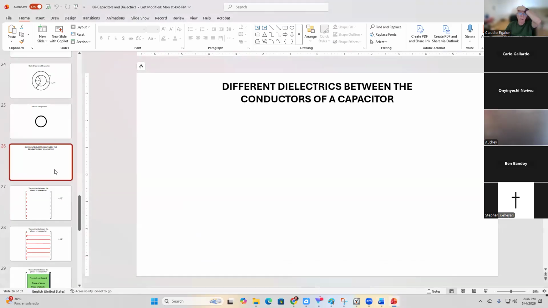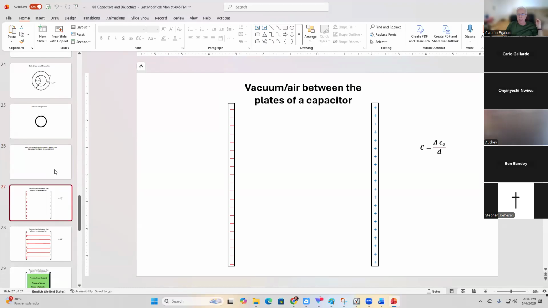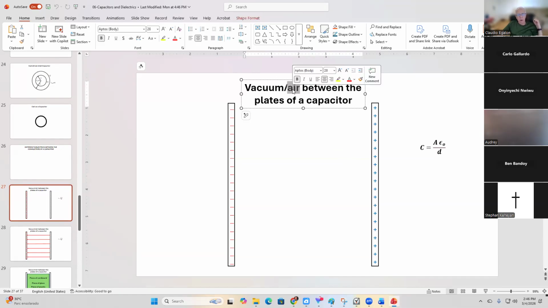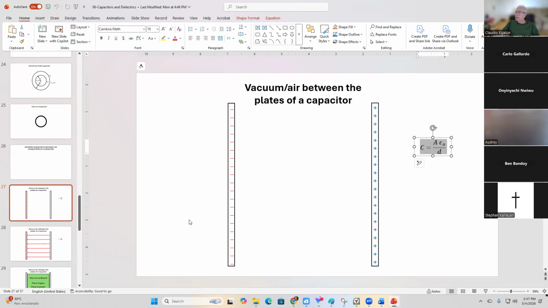And you're going to need some illustrations right in here. Different dielectrics between the conductors of a capacitor. So remember, two metal plates, one positively charged, the other negatively charged. Whenever you have a vacuum, and even air, the electrical properties of air are somewhat similar to the electrical properties of vacuum. And the capacitance ends up being what we calculated before. This equation that you see right here, okay?